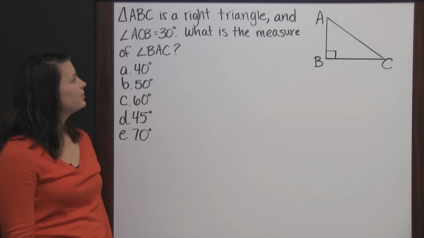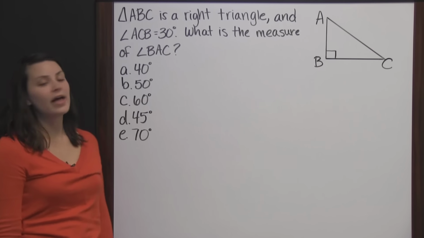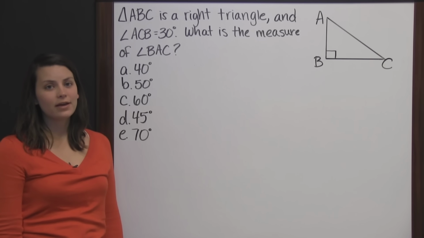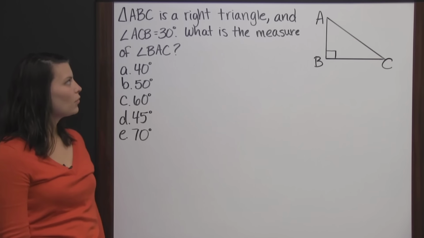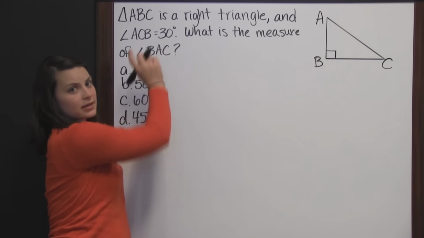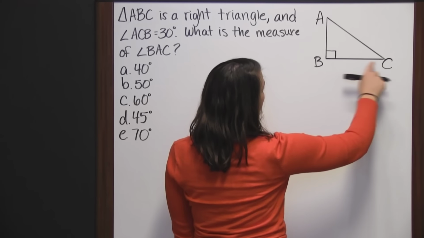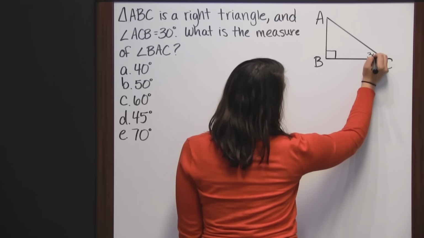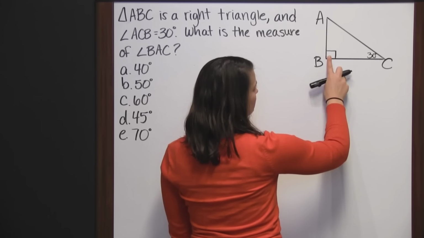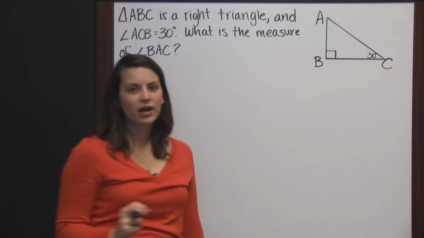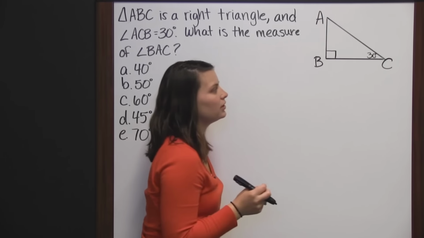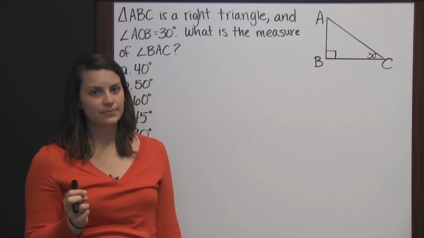Triangle ABC is a right triangle, and angle ACB is 30 degrees. What is the measure of angle BAC? Well, the first thing I want to do is fill in this information, that angle ACB is 30. ACB is this angle right here, and it's 30 degrees. So I know 2 out of the 3 angles of my triangle. And I know that the 3 angles of a triangle add to be 180.